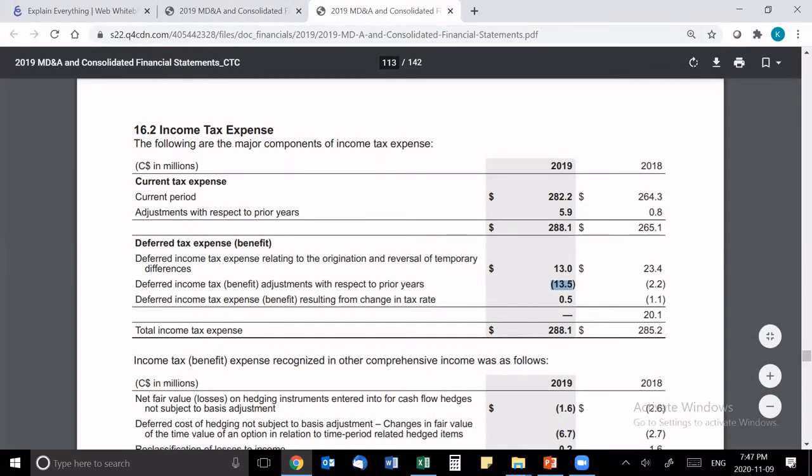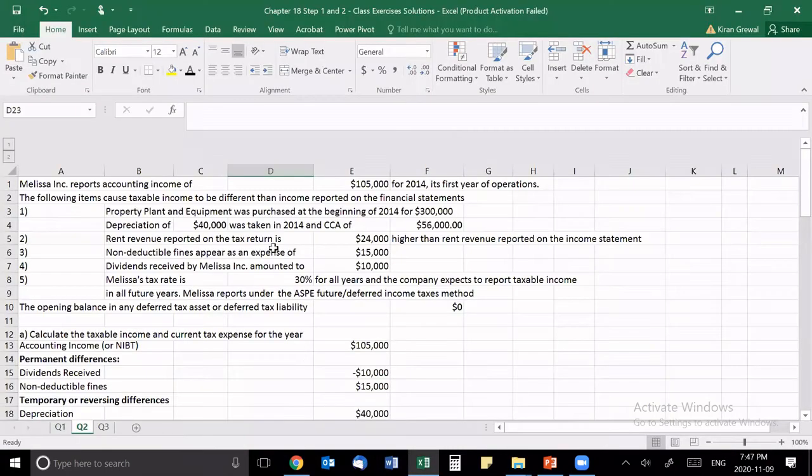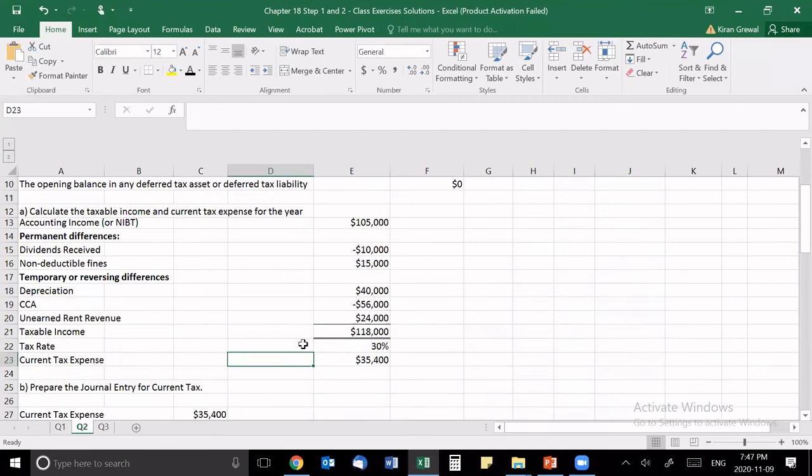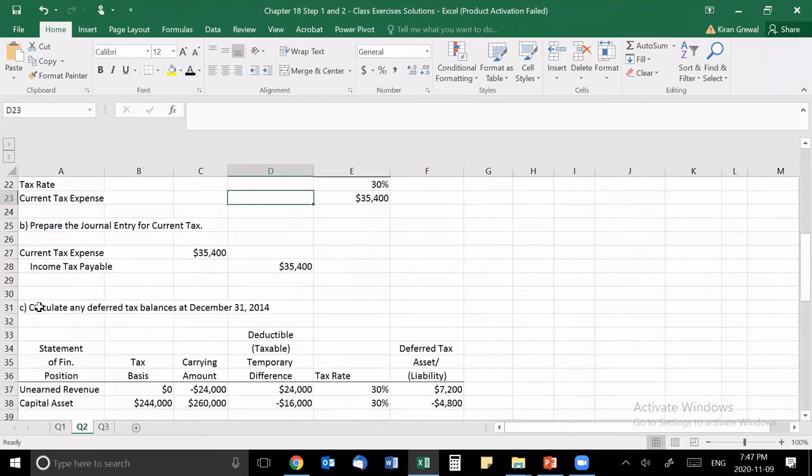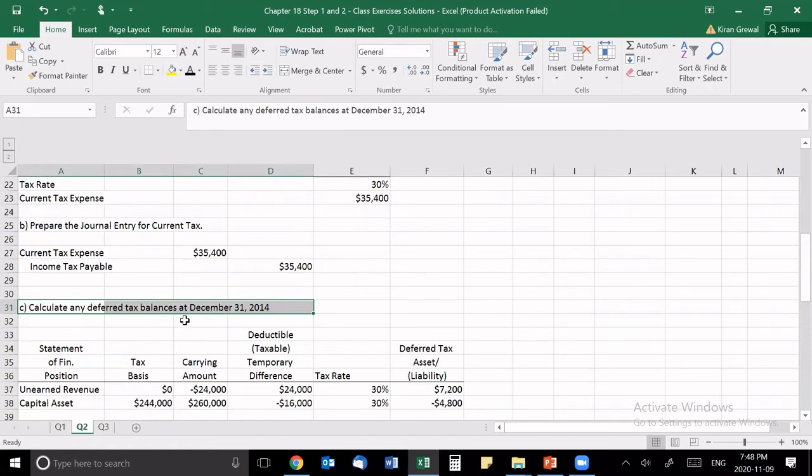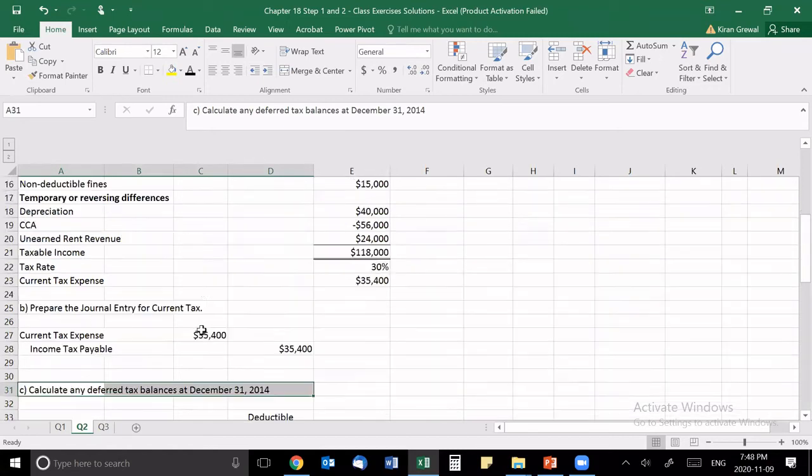Okay, so let's go into our Excel. So if you go back to the Excel, chapter 18, step 1 and step 2, question 2, we did part of this question in the previous video for step number 1. We're going to complete it now. So part D asks us to, part C asks us to calculate any deferred tax balances at December 31st, 2014.